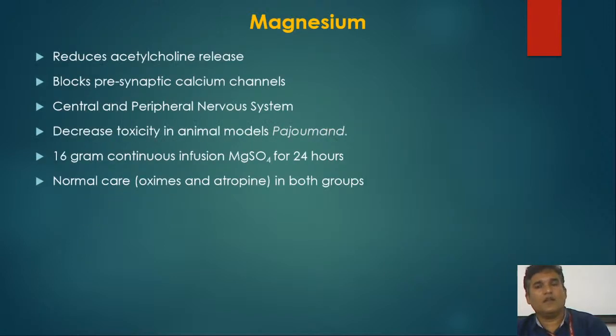And another thing is magnesium. It reduces the acetylcholine release. You can say magnesium is the physiological antagonist of calcium. Calcium is needed for the fusion of the vesicle to release the acetylcholine. When you give magnesium, it reduces the acetylcholine release, blocks the presynaptic calcium channels, and decreases toxicity in animal models, but it is not used commonly. It is an adjunctive drug.